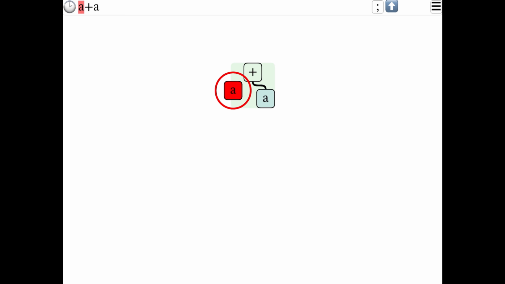Drag that A up until it turns blue. The blue color is important because it tells DragginMath something about what you intend to do with it. If the node you're dragging isn't blue, DragginMath will either do nothing or else do something different that you didn't intend. Now drag that A down onto the other A and lift your finger. See the result 2 times A, which is what we wanted.